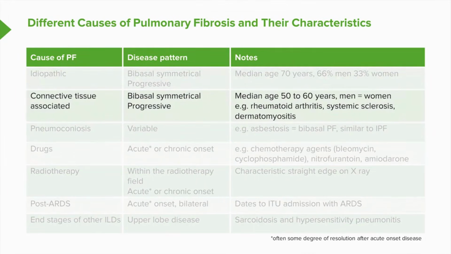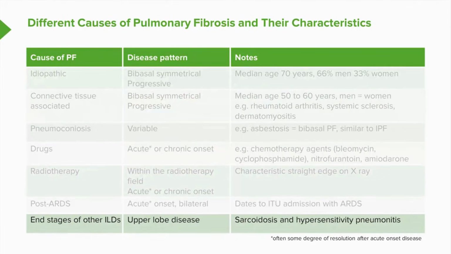There's a very similar disease, but that's associated with connective tissue diseases such as rheumatoid arthritis, systemic sclerosis, and dermatomyositis. And this is a more even distribution between men and women and tends to affect younger patients, but again is a bibasal, symmetrical disease and can be progressive, although overall the prognosis of connective tissue associated pulmonary fibrosis is much better than idiopathic pulmonary fibrosis.